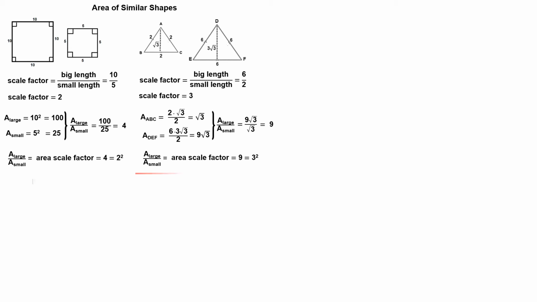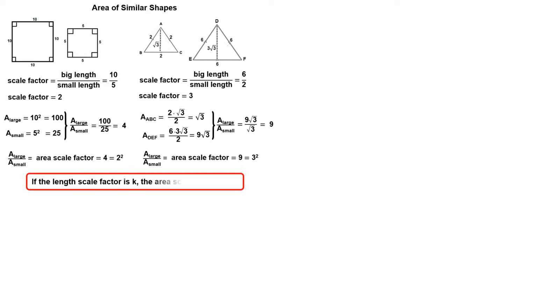So it's always true. If the length scale factor is k, the area scale factor is k squared. In other words, the area scale factor is the length scale factor squared. Let's see how it works.